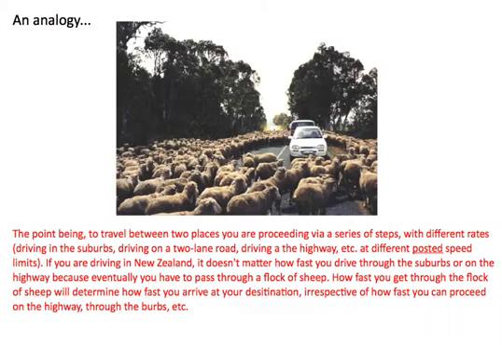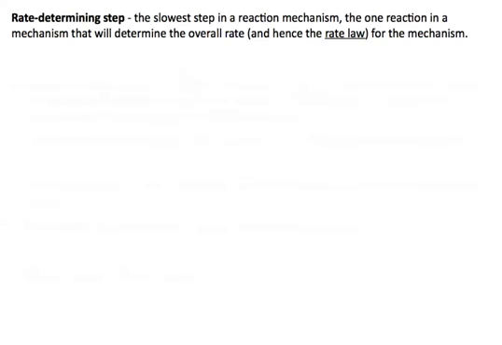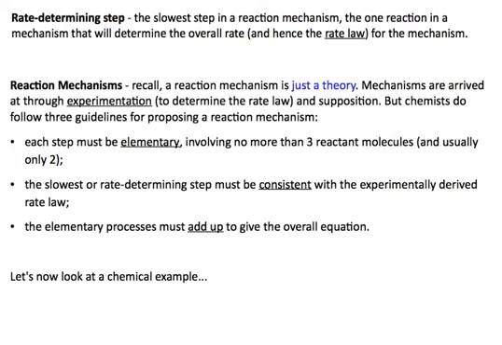We're going to have a series of steps, one of which will be the slowest step, one of which will be the rate determining step. So, defined, the rate determining step is the slowest step in a reaction mechanism, that one reaction that will determine the overall rate and hence the rate law for the mechanism. Rate determining steps are very important in mechanisms because the rate of the overall equation is directly related to the rate of the rate determining step.